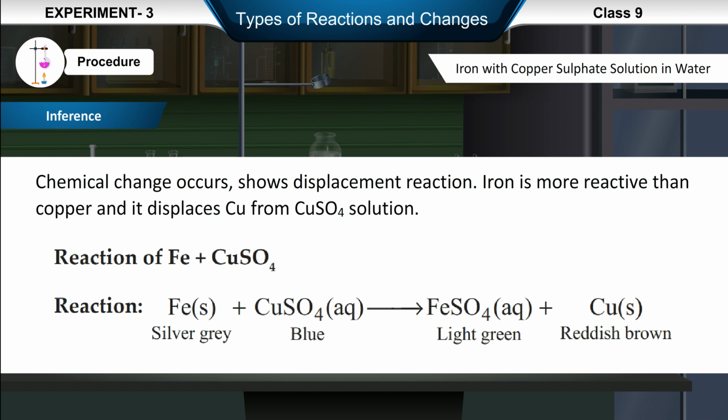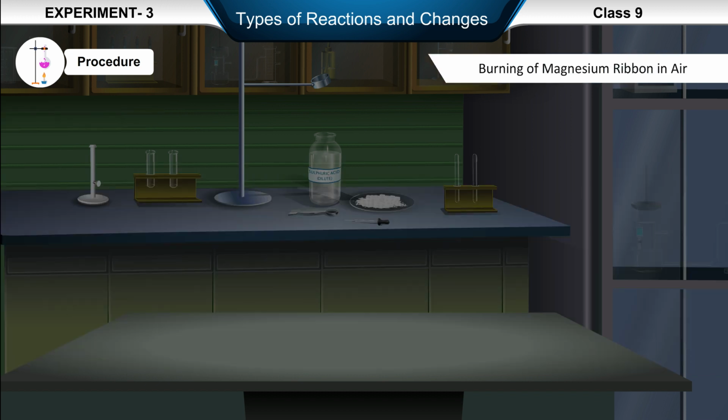Reaction of Fe plus CuSO4. Fe, silver grey, solid state, plus CuSO4, blue, aqueous state, results in FeSO4, light green, aqueous state, plus Cu, reddish brown, solid state.